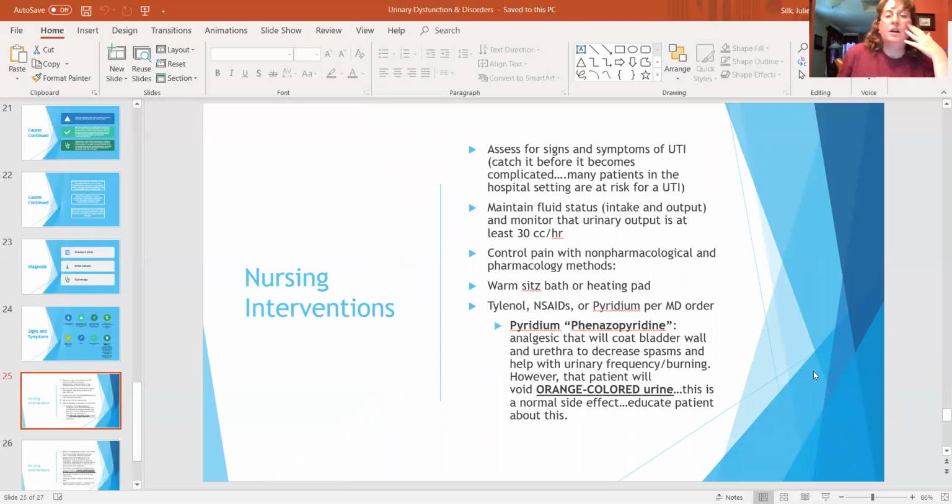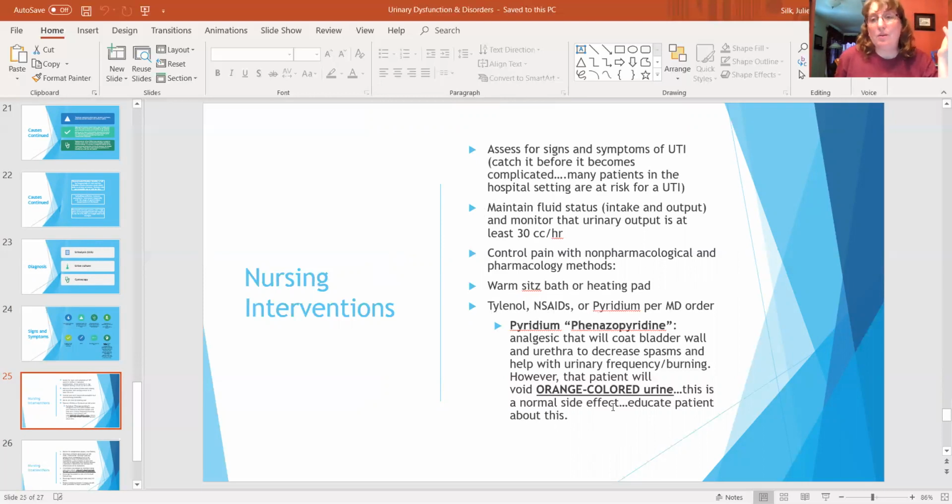Okay, so some of the things that we do for someone with a UTI. So we try to catch it quickly, again, like I said, so it doesn't get up into the upper urinary tract. We want to maintain their fluid status. We want to keep a real close eye on their intake and output. We want to see that they're putting out at least 30 milliliters an hour. Control their pain. Maybe they can do warm sitz baths or a heating pad. You could do Tylenol or NSAIDs.